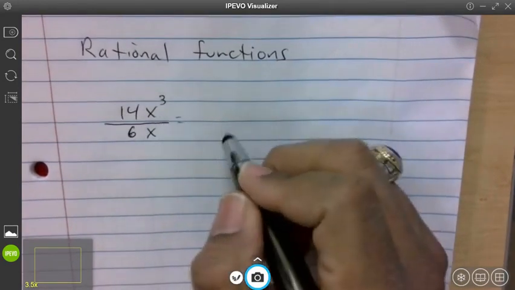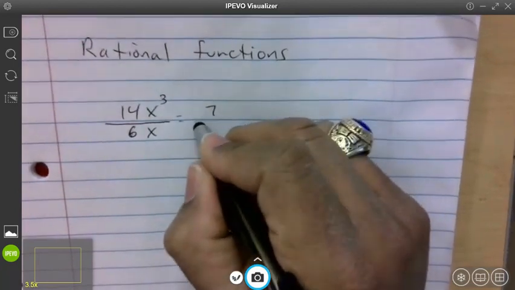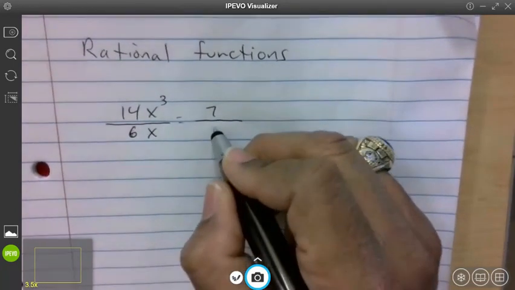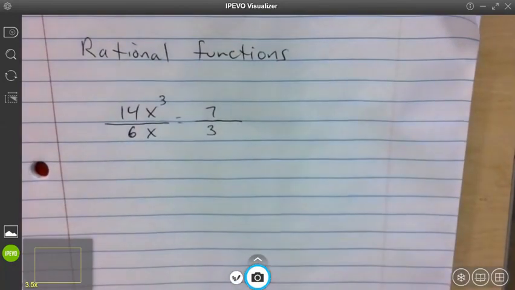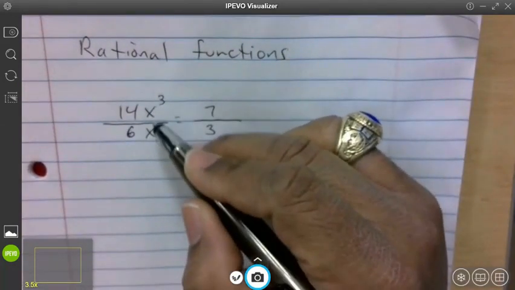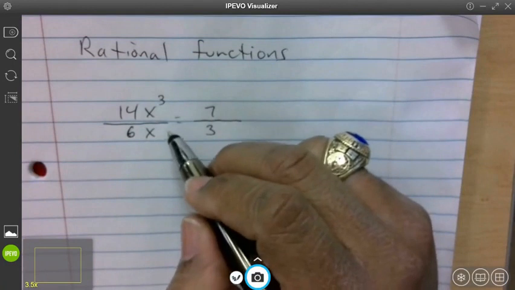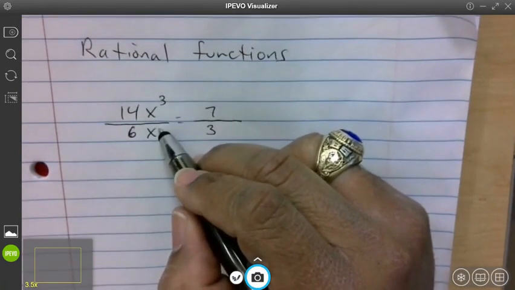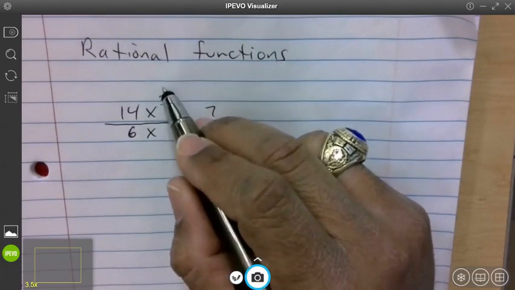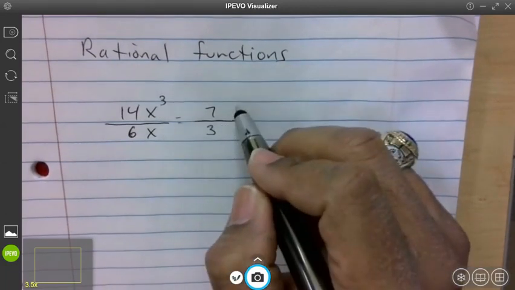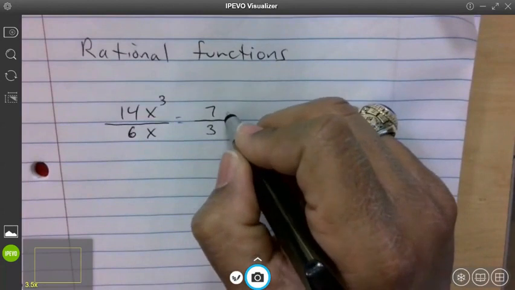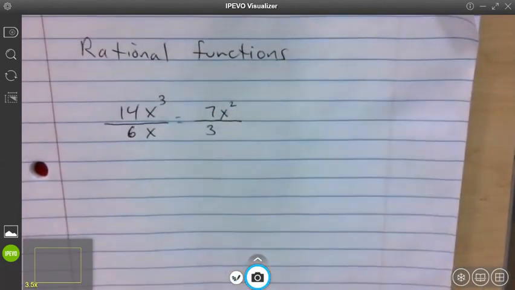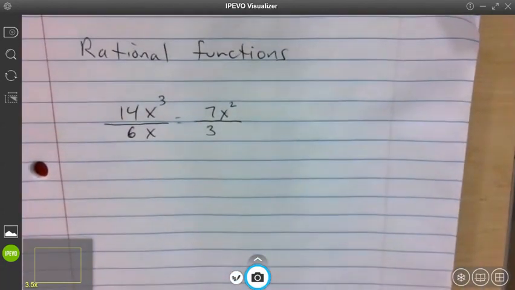It's 2. 2 goes into 14 7 times. 2 goes into 6 3 times. But now with my variables, with your exponents, when you divide, remember you subtract. Remember this x does not have an exponent, so that's a 1. So when I take 3 take away 1, I get 2. So I have 2 left on the top, so that'll be x squared. That's the way we do it.